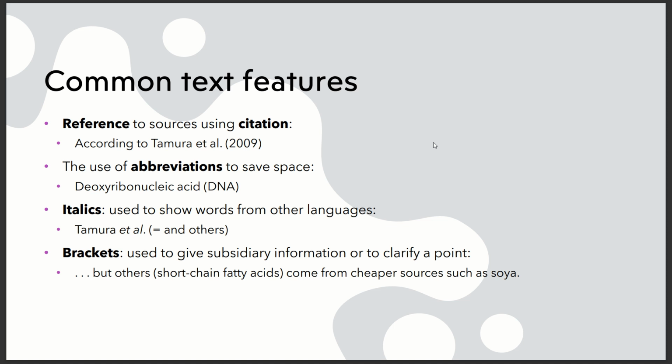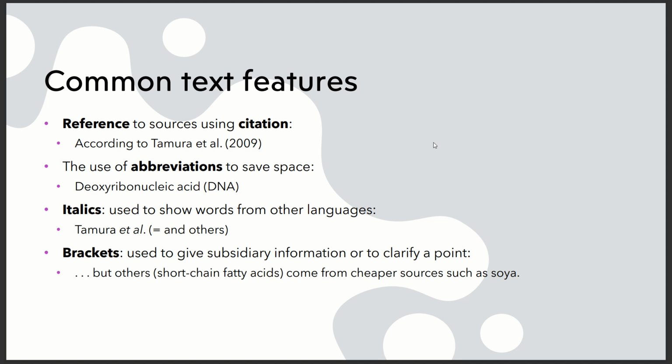And the last common text feature that we have here is called brackets. Now, what are they used for? Brackets are used to give subsidiary information or to clarify a point. You have something in your text, you're writing something, but you just want to add additional information as well. You can use brackets to do that, and also to clarify one point which is not clear just from the words used in that sentence.